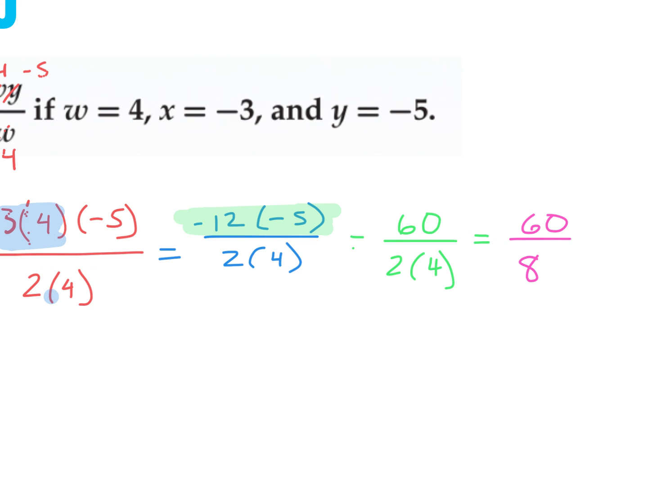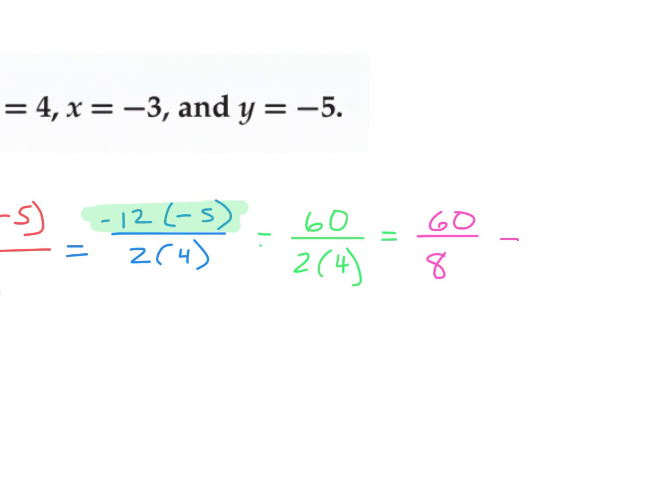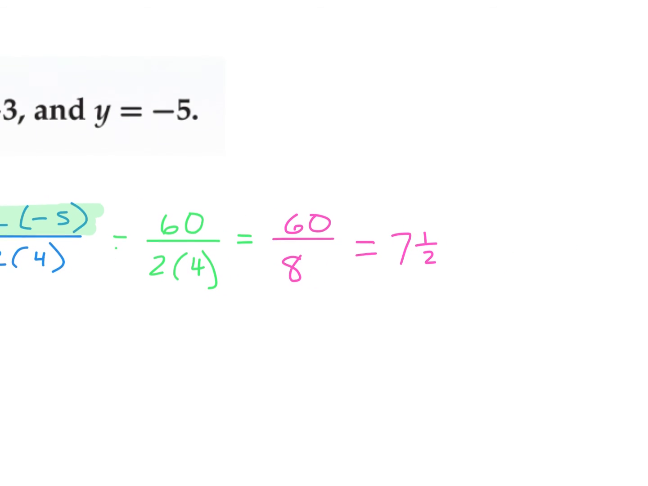And then what should we do last? Do we get a mixed number? Yeah, or you could leave it as a decimal. So what's 60 divided by 8? What do you have as a mixed number? 7 and 1/2. What's it as a decimal? 7.5.